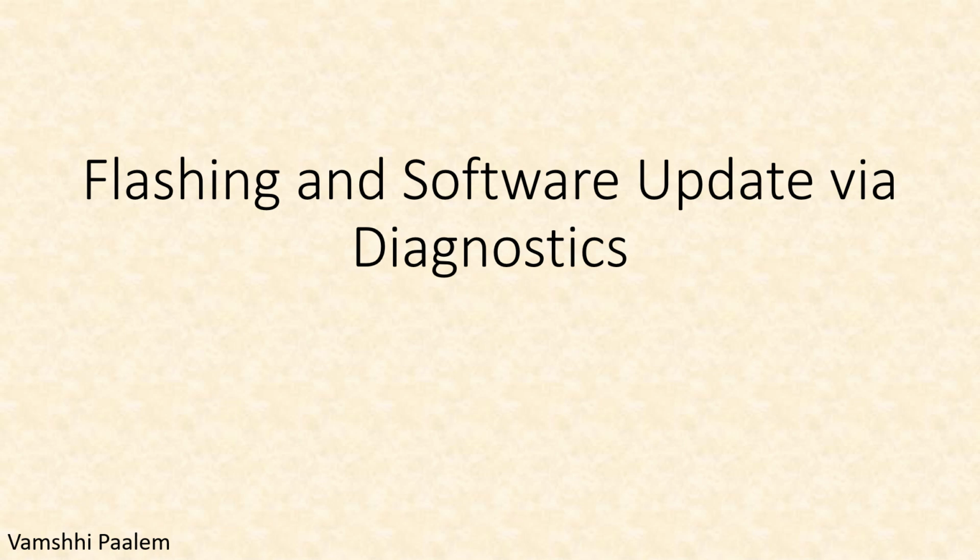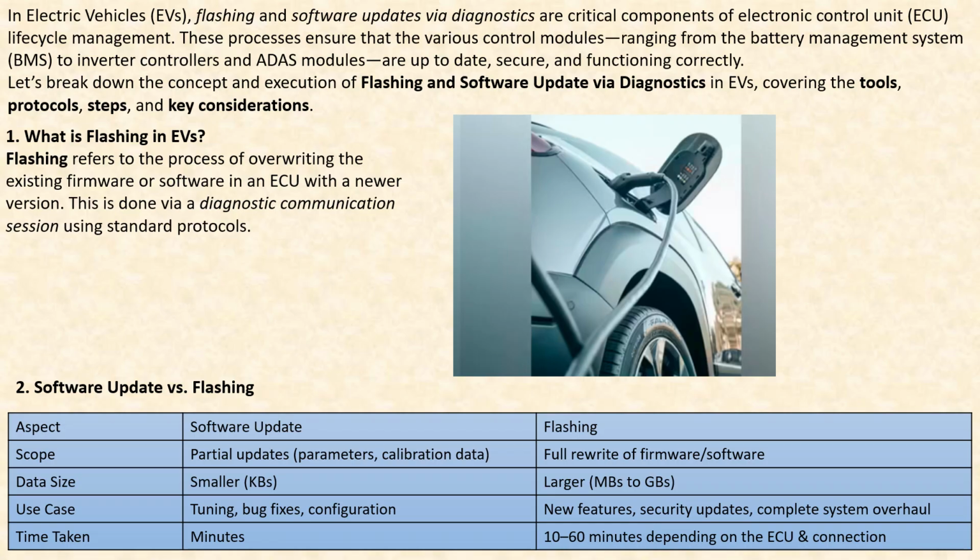Now we will see one more important activity, flashing and software update via diagnostics. All right, so even this software comes under the vigilance of diagnostics. Let's see how. In electric vehicles, flashing and software updates via diagnostics are critical components of the electronic control unit.